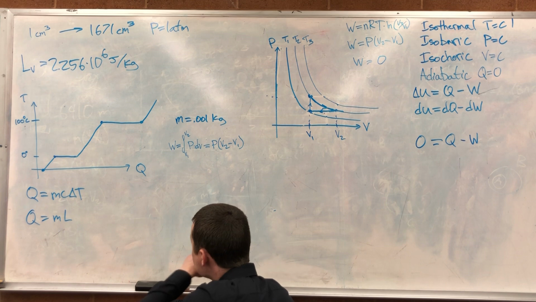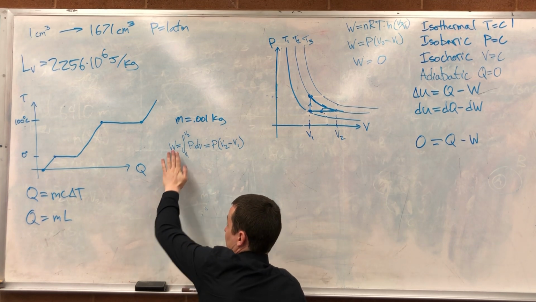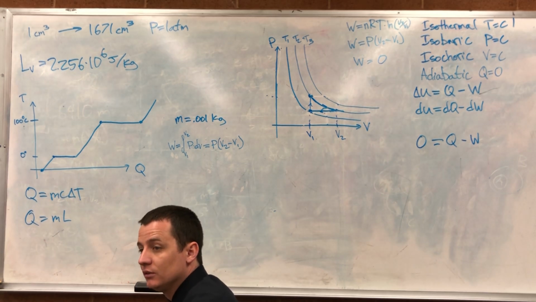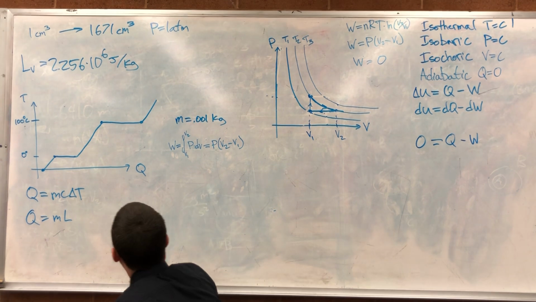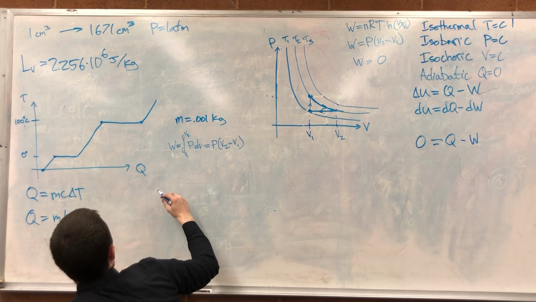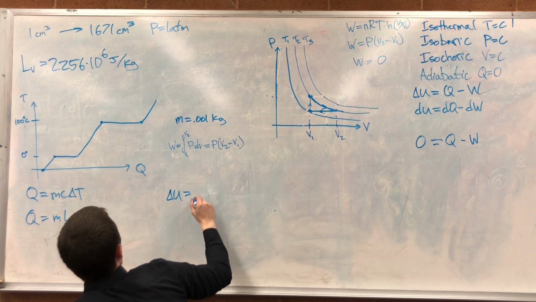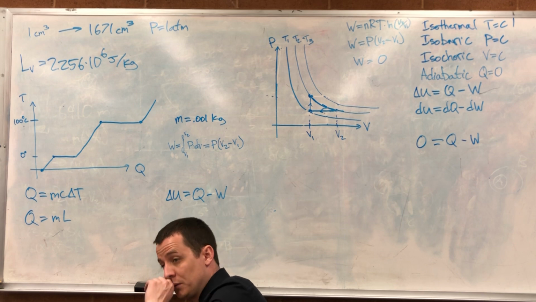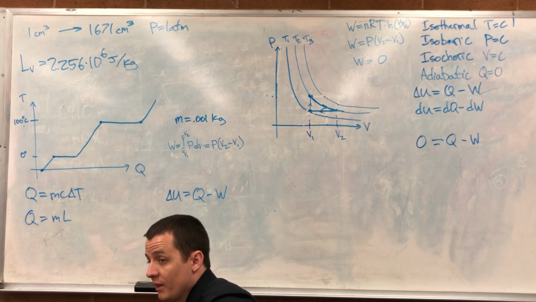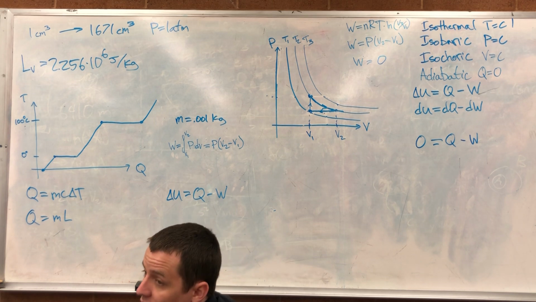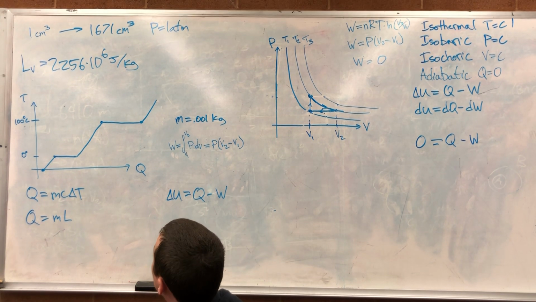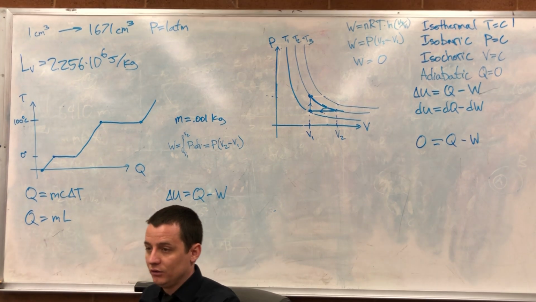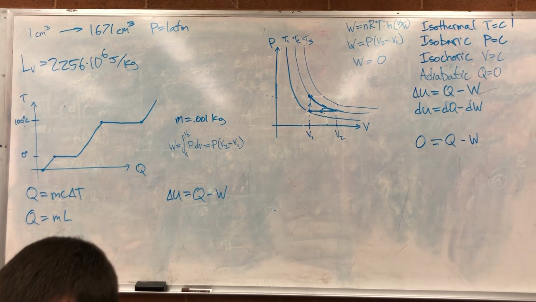Okay. So there's the work that we did. Now we're looking for our change in internal energy of our system. Delta U is equal to the amount of heat minus the work that we do. So what is our heat? Mass times L, which we know. Our heat we get from this, and then we subtract away our work, and that gives us our change in energy. Make sense?